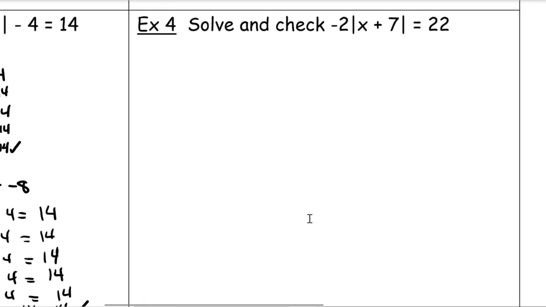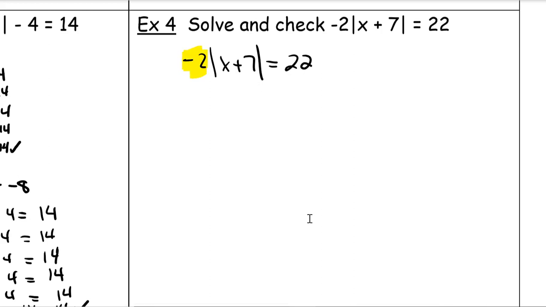Now let's talk about number 4. So check this one out. We start out with negative 2 times the absolute value of x plus 7, equals 22. Now there's one thing we've got to do, and that's get rid of this negative 2. So be careful. A lot of times I'll see students that want to distribute that negative 2 in there, and those are not parentheses. They're absolute value bars, so don't fall for that.